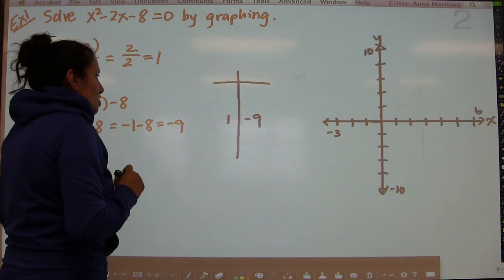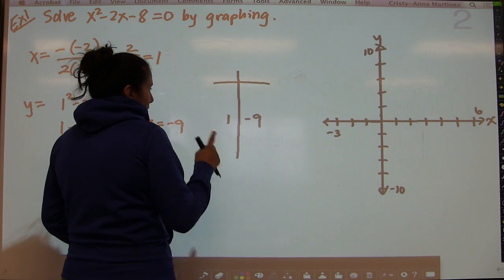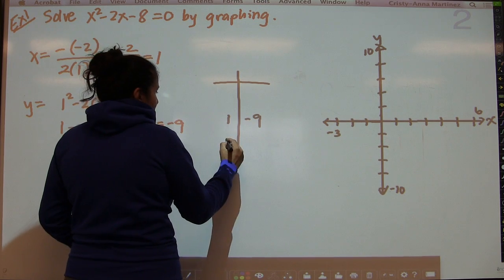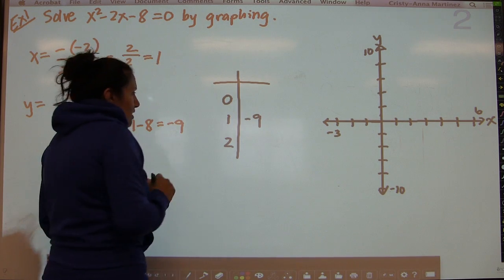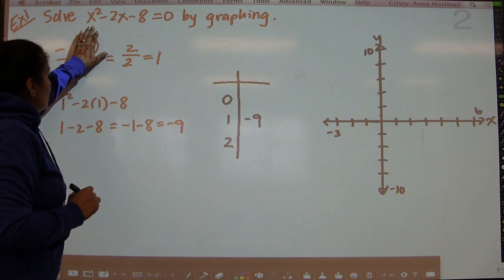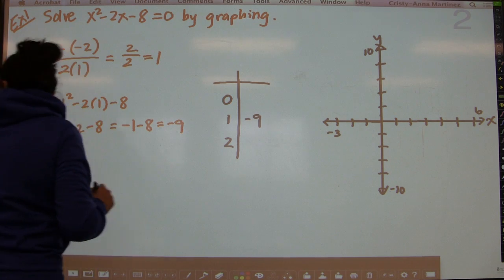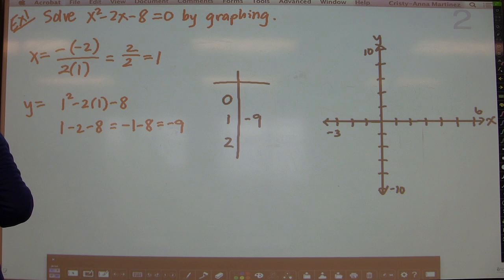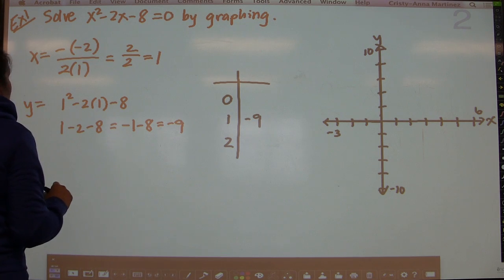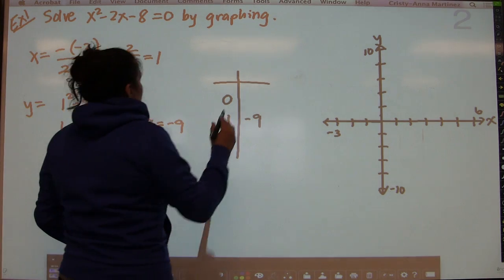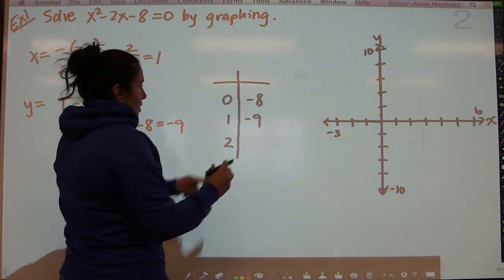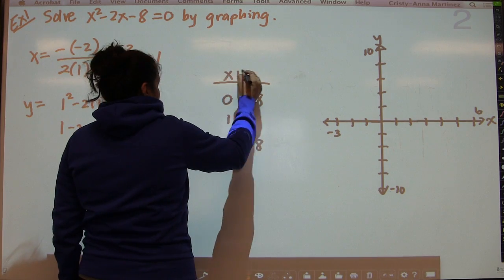Alrighty, so then what you want to do is pick a couple of points to the right or to the left. After 1 comes 2 and before 1 is 0. So we're going to plug 0 into our equation, and when you plug 0 in, you're going to get negative 8. And 2 will also be negative 8 because of the symmetry that we learned from the previous lesson.